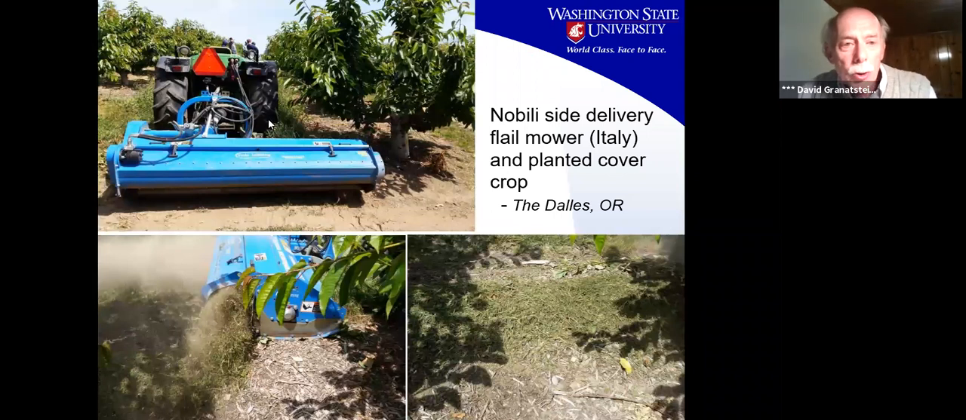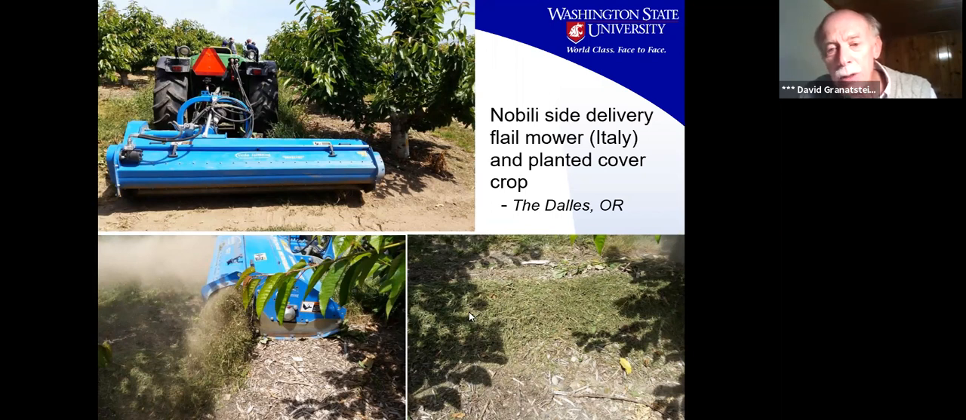Some people are growing much higher biomass crops in the alley, to the point where the normal rotary mower can't even handle it. So this grower down in The Dalles, in his cherry orchard, planted this mix of cover crops and he wanted to mow and blow it. He actually bought a side delivery flail mower that could handle this material, no problem. Came out of Italy. It was designed for orchards over there.